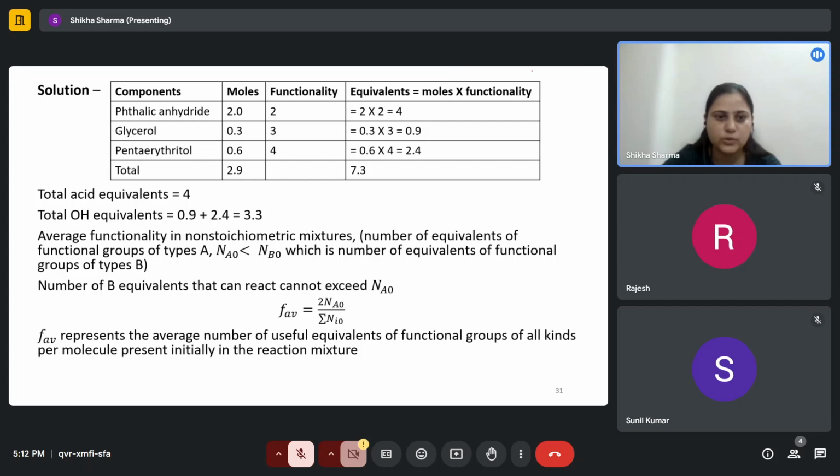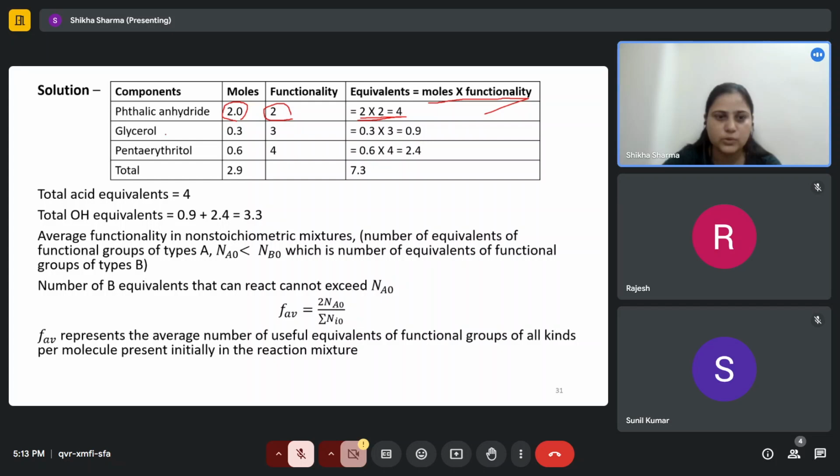So we can calculate the equivalence. Equivalent is nothing but moles into functionality. The moles is 2, which is given in the question, and we know that the phthalic anhydride has 2 functionality. So we can multiply and get the equivalence: 2 into 2 equals 4.